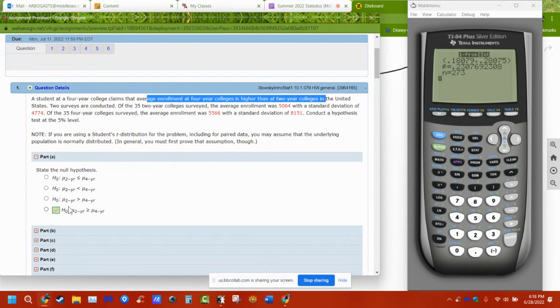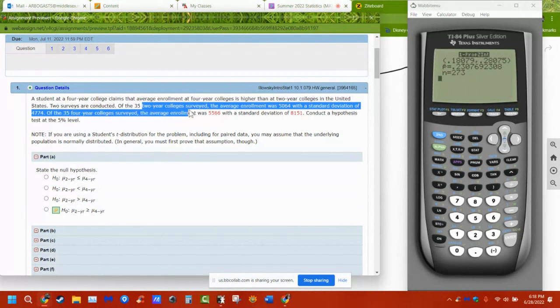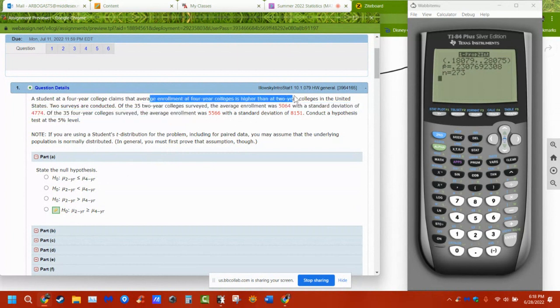And it's fine. If I was writing this out, I would have four-year colleges here on this side and two-year colleges on this side, because that's what they're asking me, and that's how they've given me the information. Well, actually, they gave me the two-year colleges first and then the four-year colleges, but because this is how they asked it, that's how I would put it down.